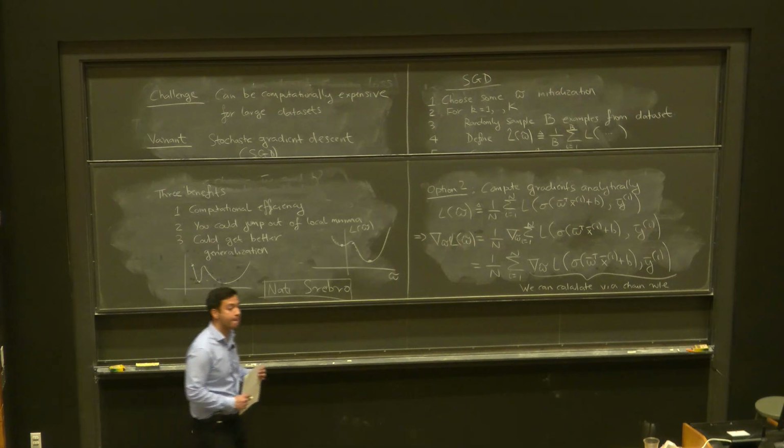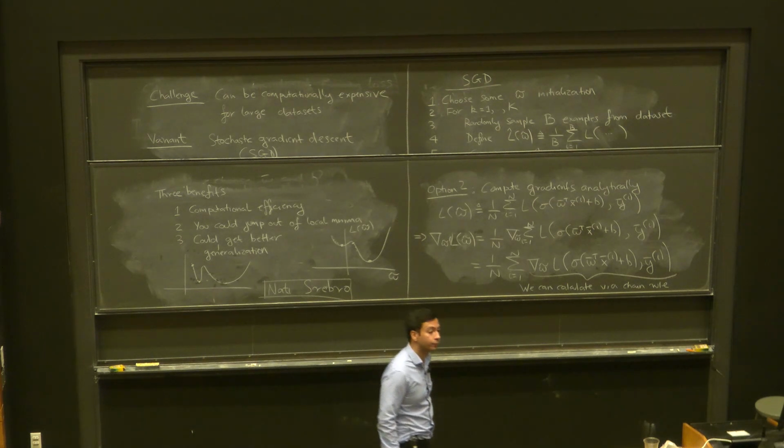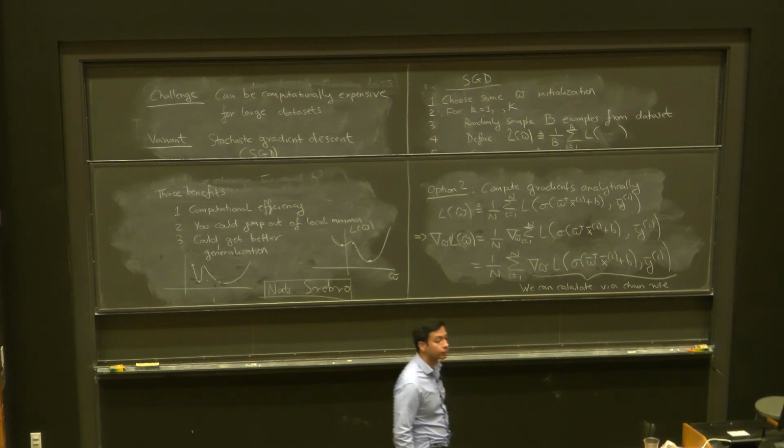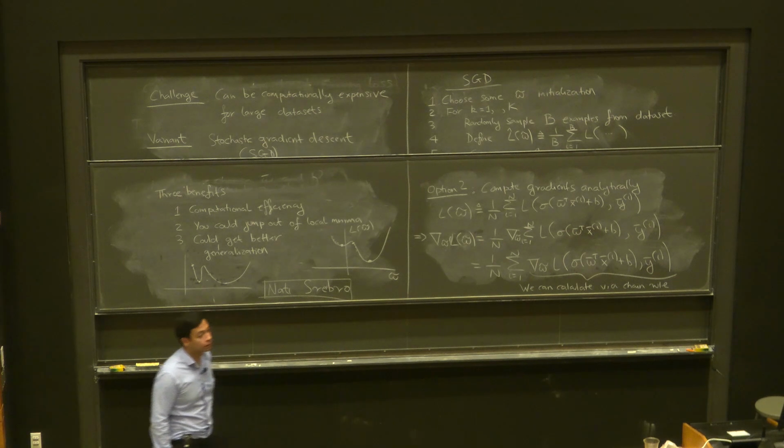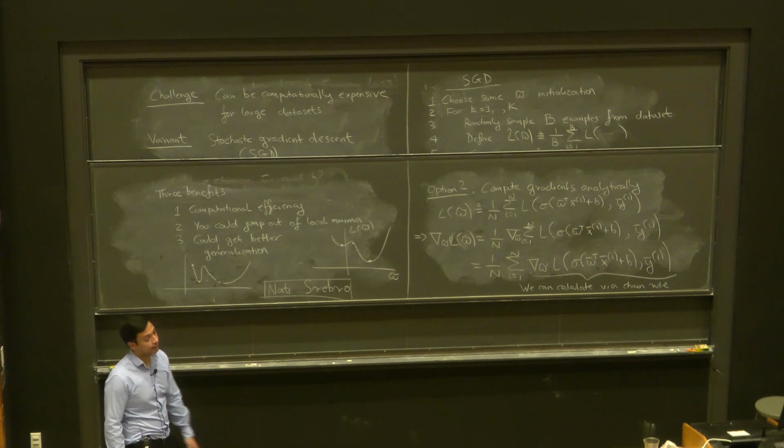Question? Just for clarification, you're saying that even if we have two minima that are at the same point, the wider one is going to generalize better for samples not in the training data set?